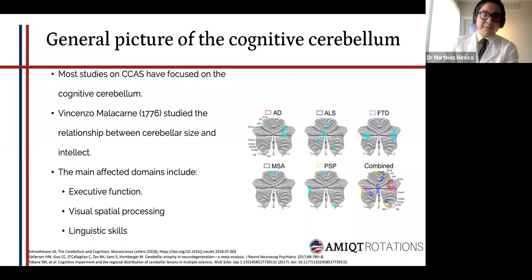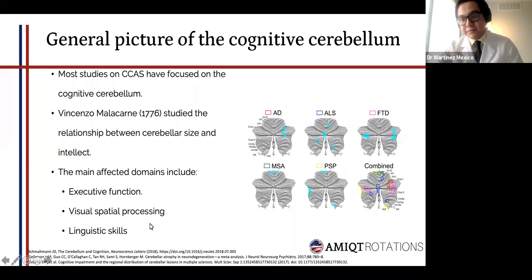So talking about the cognitive cerebellum, cerebellar cognitive affective syndrome has 2 main phases. Cognitive elements and affective elements. Unfortunately, most of the studies have focused on the cognitive elements, so there is much more information on the cognitive elements. The first mention of a cognitive function of the cerebellum was by Vincenzo Malacarne in 1776, who first studied the relationship between cerebellar size and intellect in different patients. As I already mentioned, these are the main three affected domains.